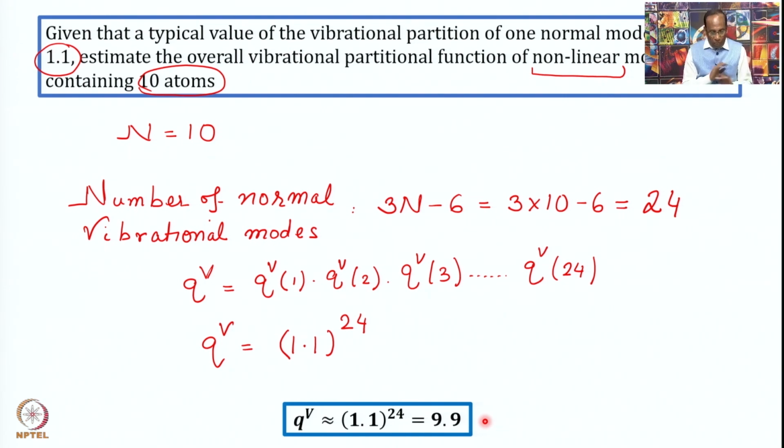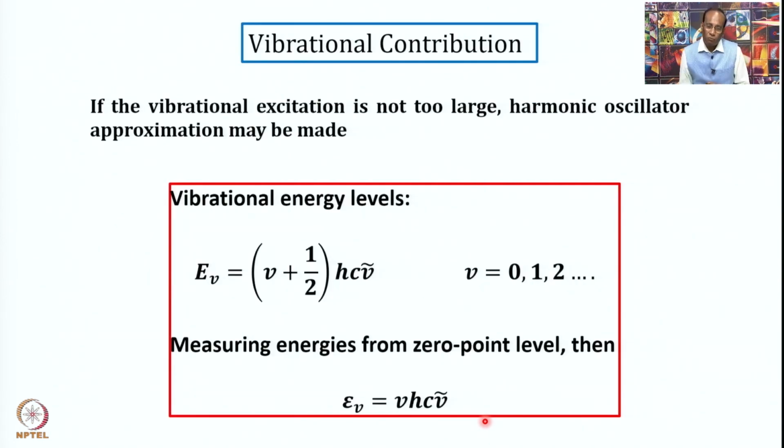So, again and again I am reiterating that in case of vibrational contribution, just make sure that you account for each normal mode of vibration. Now, let us move towards obtaining an expression for QV. In the previous example, we just took a number and then explained how overall QV can be obtained. Now, let us try to get an expression for QV.